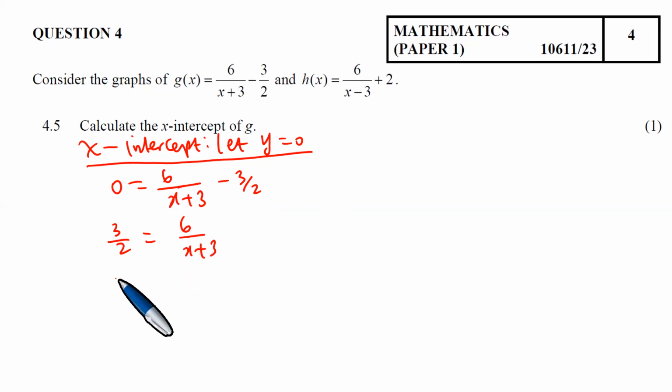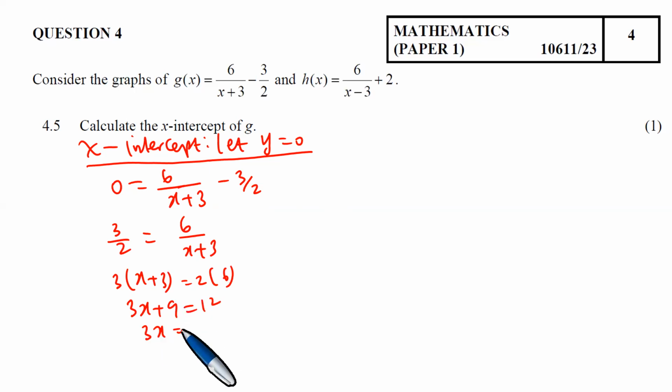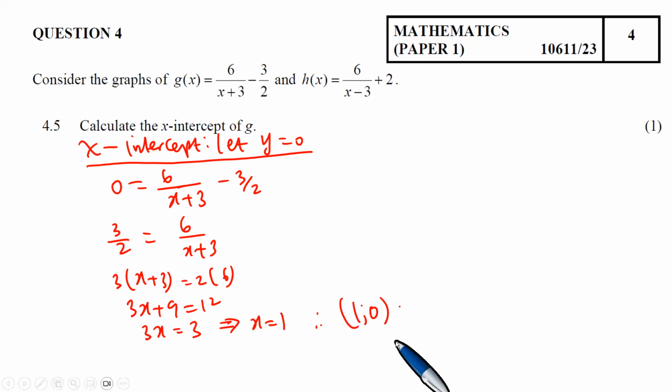You cross multiply here, which means you have 3 into x plus 3, which equals 2 into 6. 3x plus 9 equals 12, which means 3x is equal to 12 minus 9, which is 3, which means x is 1. What is the x-intercept? The x-intercept is when x is 1 and then y is 0. That is the x-intercept of the function g.